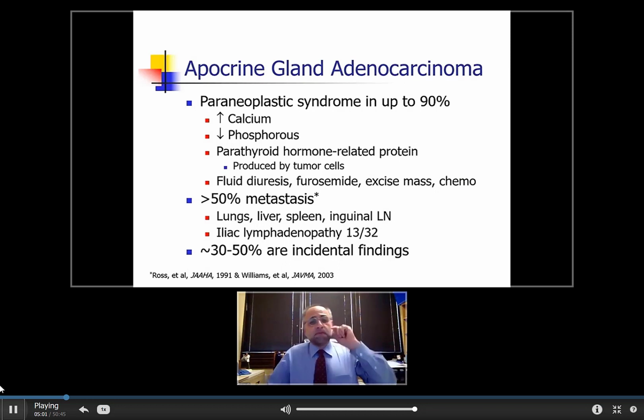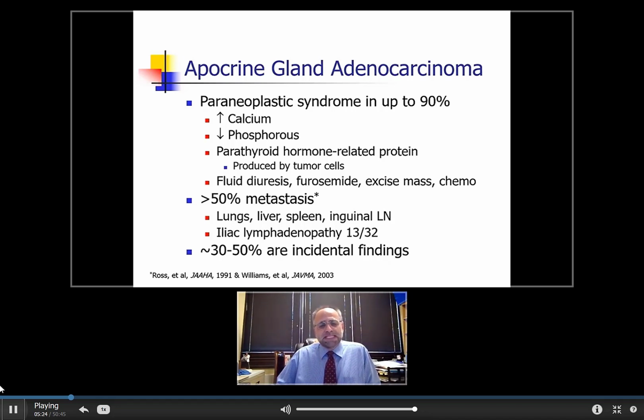With apocrine gland adenocarcinomas, the thing we always have to look for with these is that there's oftentimes a paraneoplastic syndrome associated with these as well. With apocrine gland adenocarcinomas, they are oftentimes diagnosed incidentally, checking anal sacs or doing a rectal exam on an older patient.